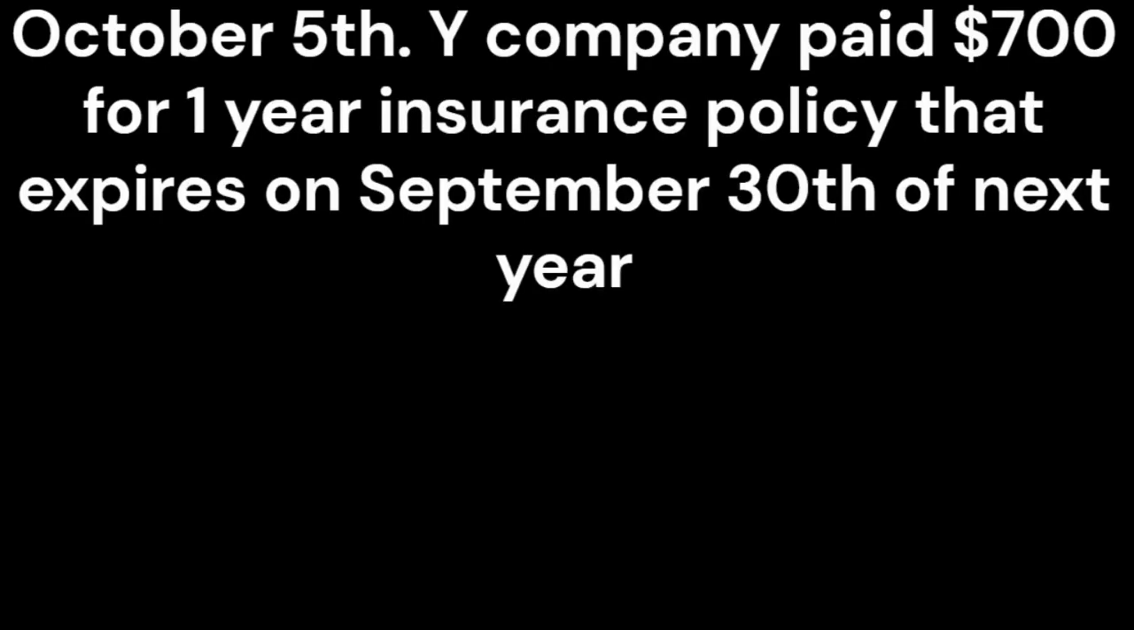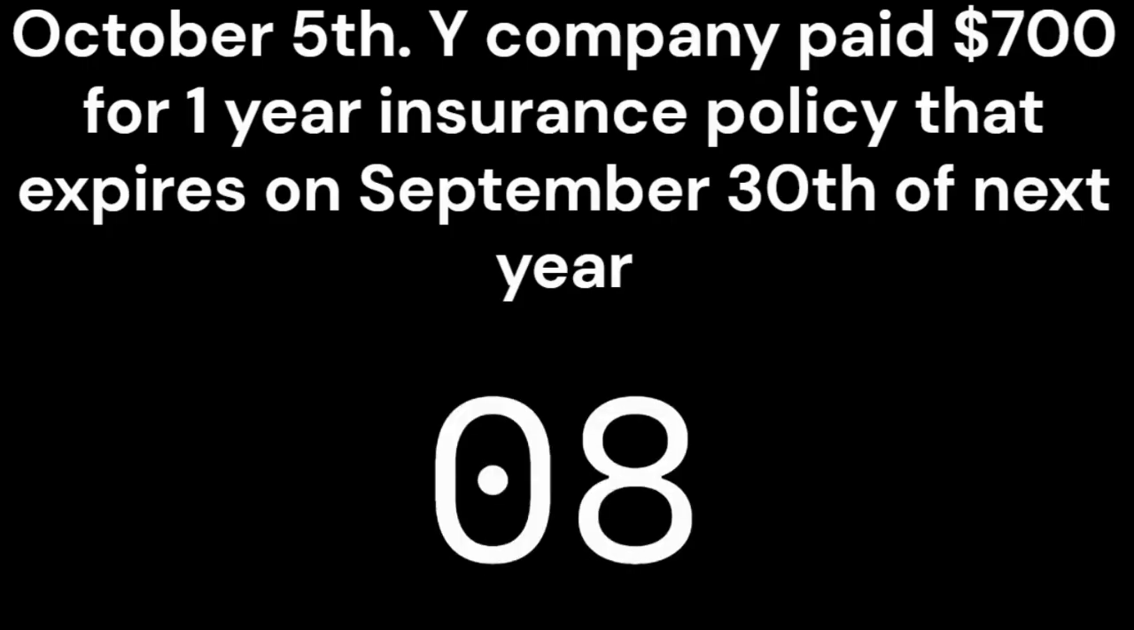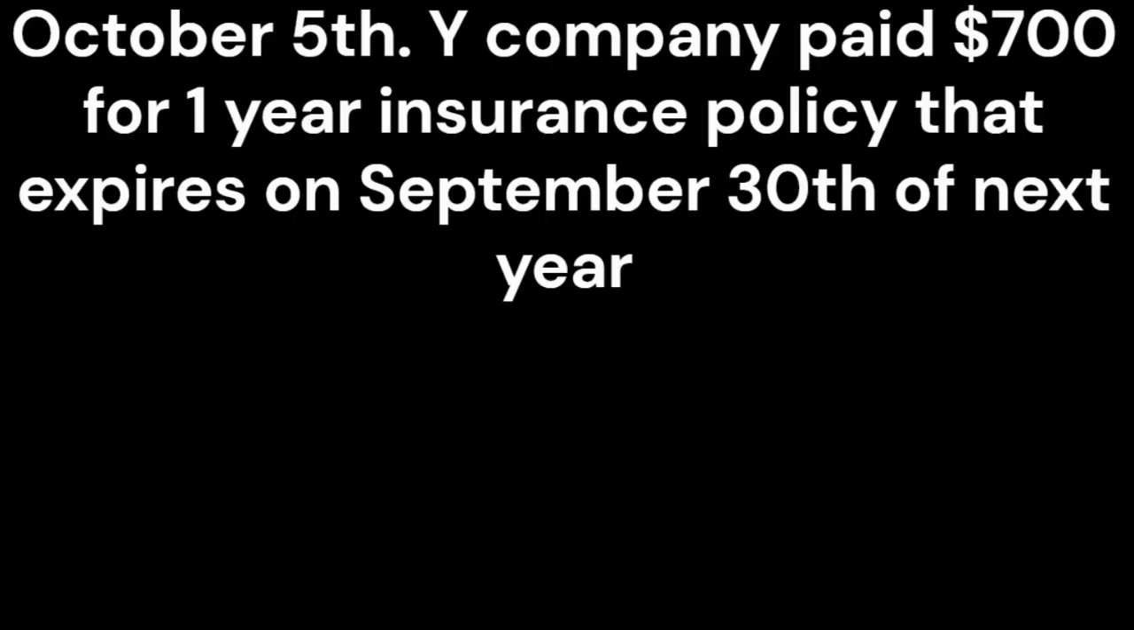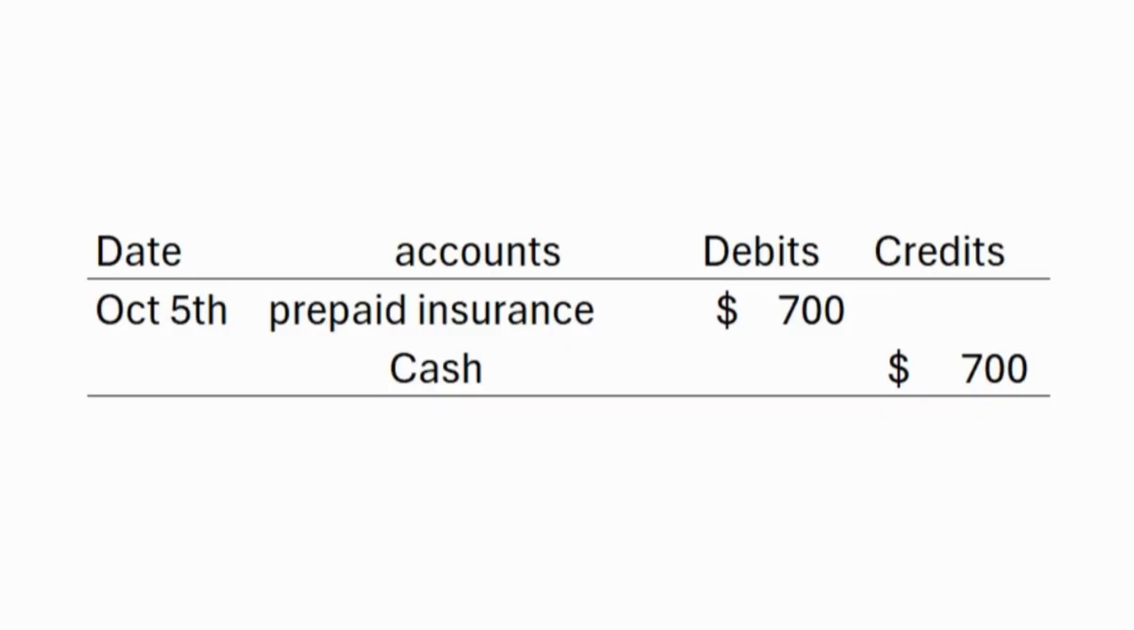October 5th. Y company paid $700 for a one-year insurance policy that expires on September 30th of next year. Answer: debit prepaid insurance $700 and credit cash $700.